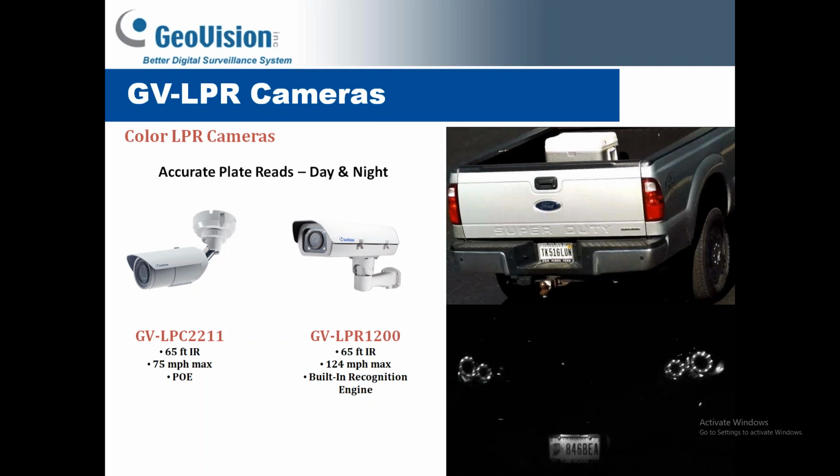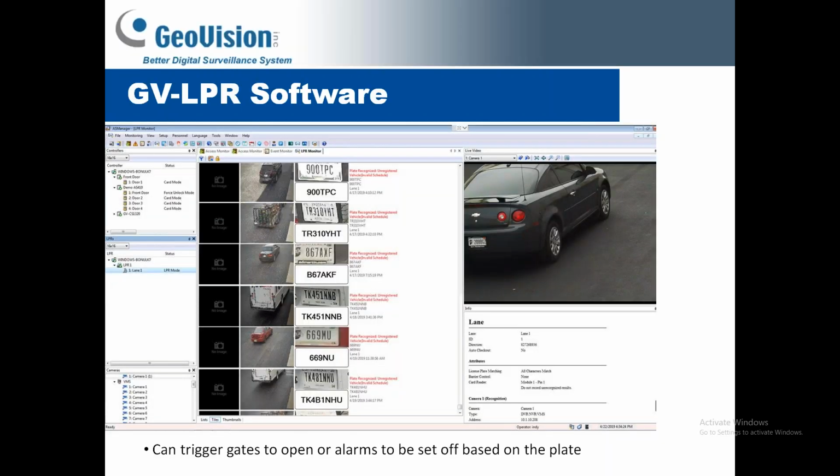The model on the left, the LPC 2211, does not have the recognition engine built in. It just has the ability to see plates during the day or at night, like you see in the images here. But you do have the ability to get license plate recognition software, and it does give you the ability to get your recognition results.